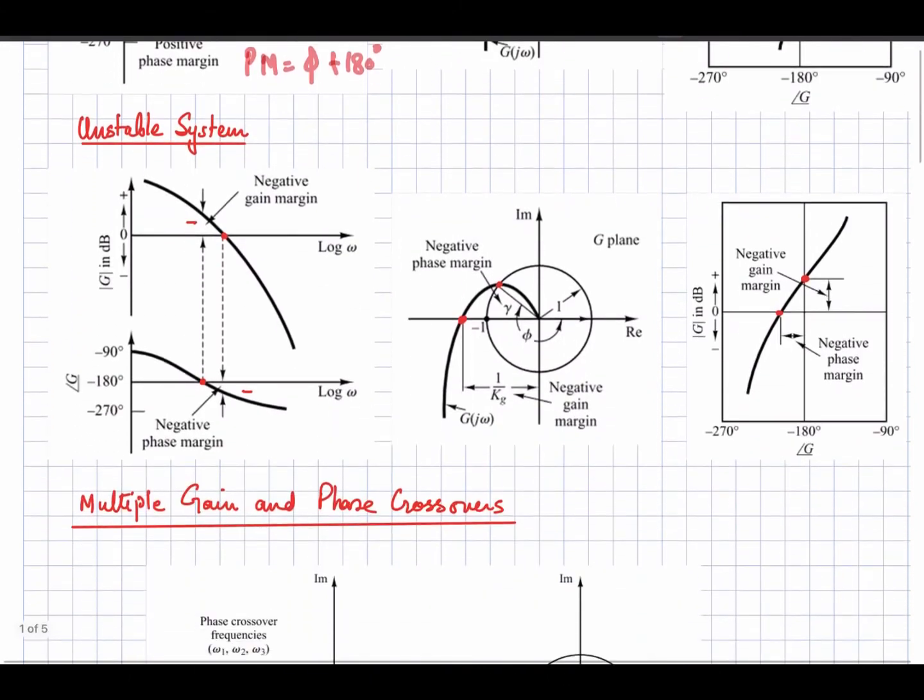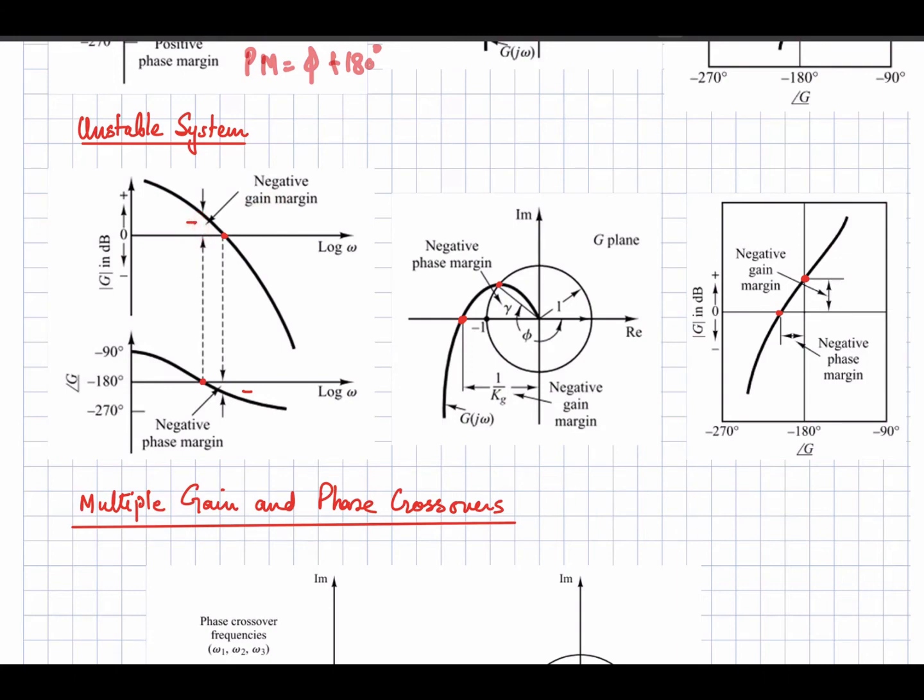Now for the unstable system, this is the Bode plot. Here you can see that at the phase crossover frequency, the gain of your system is in the positive dB range. So this is considered as negative because we will have to decrease the gain to bring this graph to pass through this 0 dB point at that particular frequency. So this is the negative gain margin because your gain is above 0 dB. So this difference is basically the gain margin.